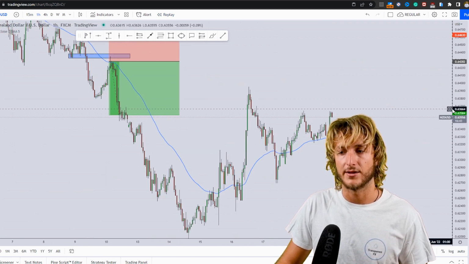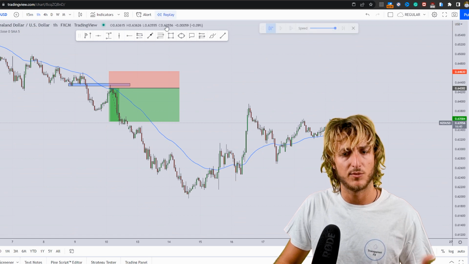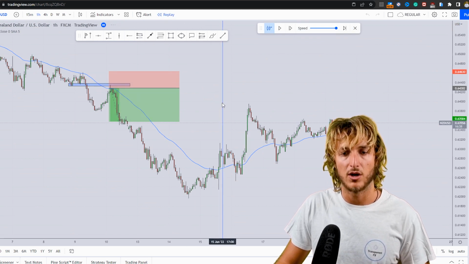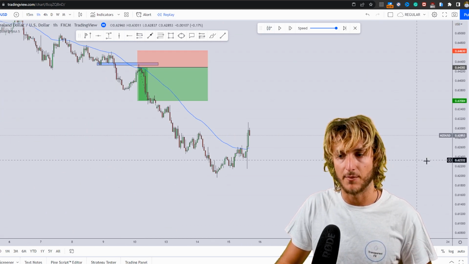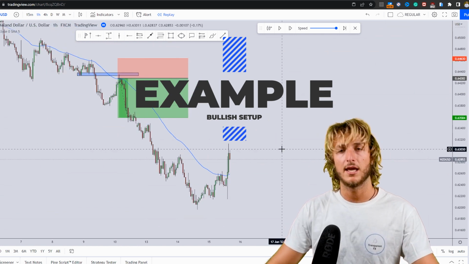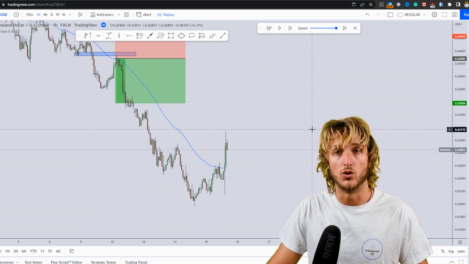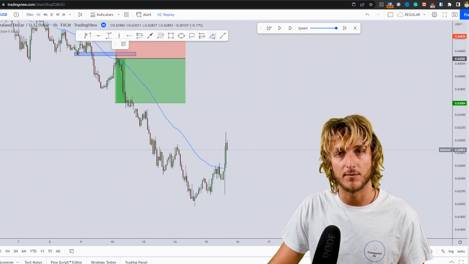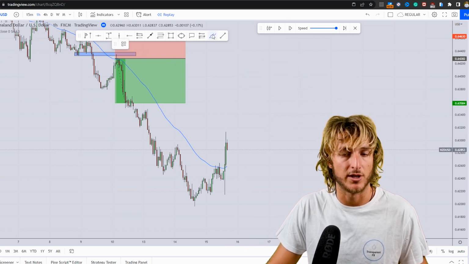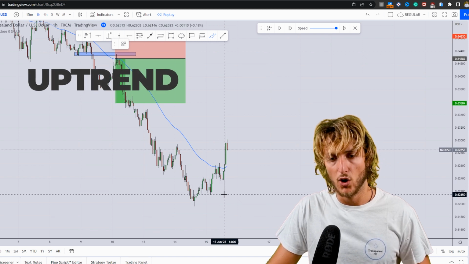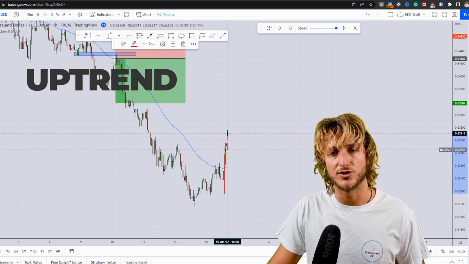Let me show you another one of these setups, but let me show you a bullish one because obviously we just checked a bearish one. Now, in the case of a bullish setup, you would be obviously waiting for a bullish impulse in order to establish a bullish trend, okay, an uptrend. What we can see here is that the market just printed this very strong impulse.